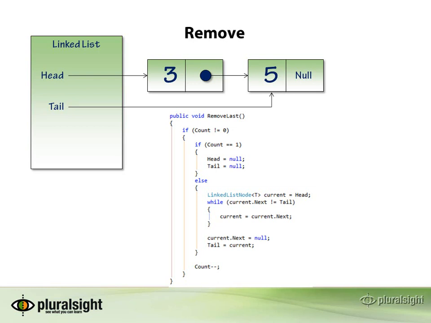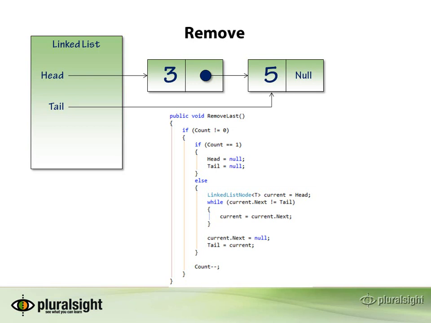But having to walk the list every time a node is removed from the end can end up having significant performance implications on your application. Imagine a list that contained millions of nodes. Removing each node from the end could require millions of operations.